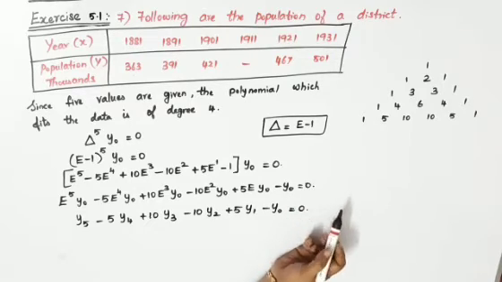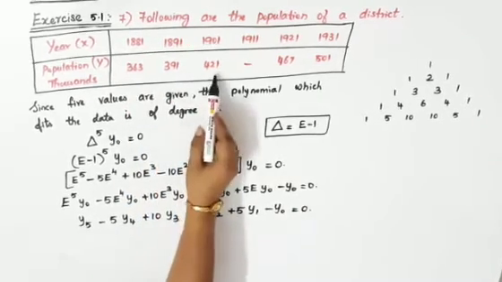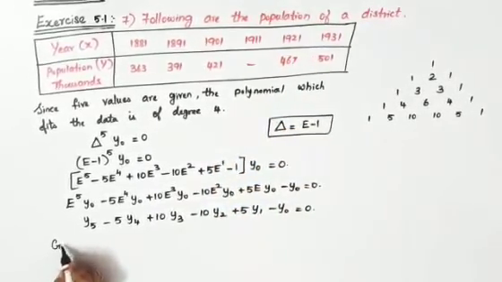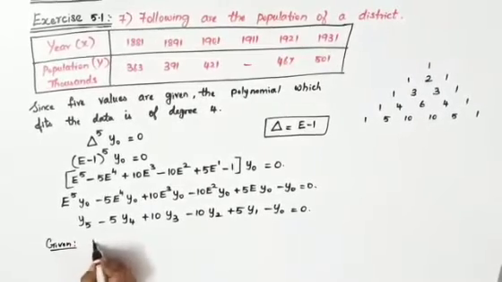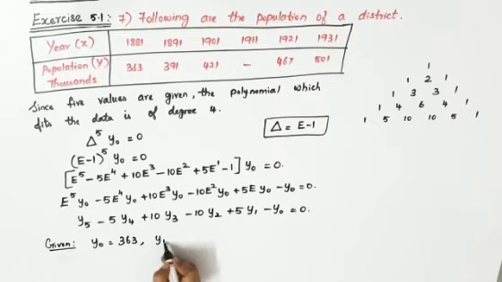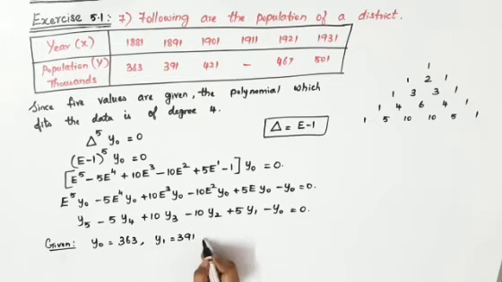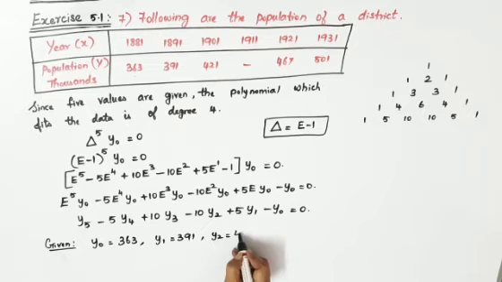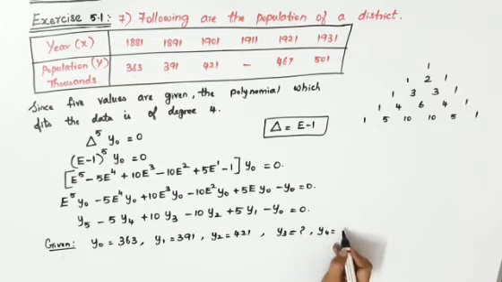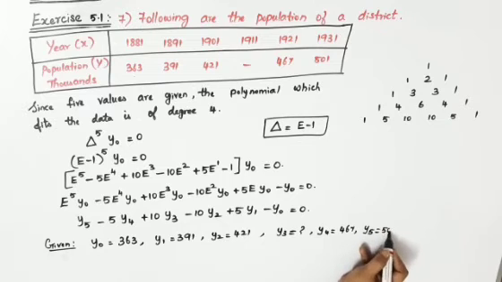Now your given values are y0, y1, y2, y3, y4, y5. So I'll just write it here given. y0 is equal to 363. y1 is equal to 391. y2 is equal to 421. y3 we'll have to find it, I'll put question mark. y4 is 467. y5 is 501. So we'll have to replace here all these values here.